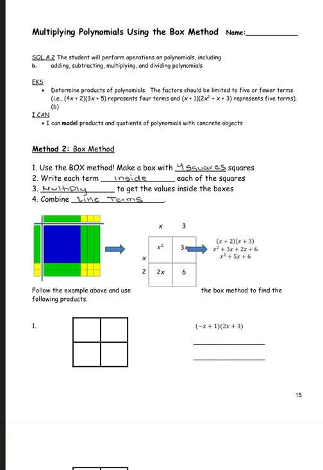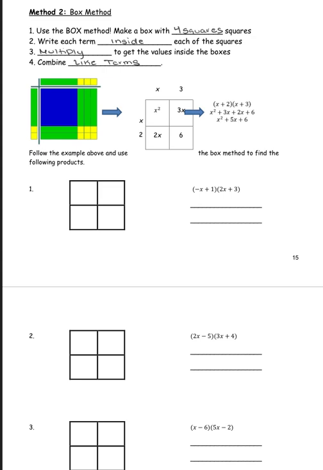Okay? So taking a look at the first example, we have 2 binomials. We have negative x plus 1 and 2x plus 3, all right? So what you're going to do is take your binomials and write each one on the side of the box and the top of the box. So I'm going to put my negative x and my 1 here, and that's a plus, and then my 2x and my 3 here. And I like to put the sign just to remind me. You don't have to, as long as you remember if it's positive or negative.